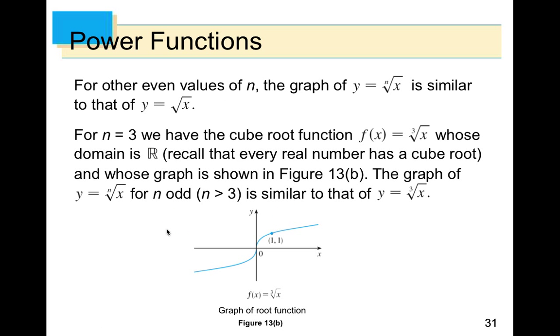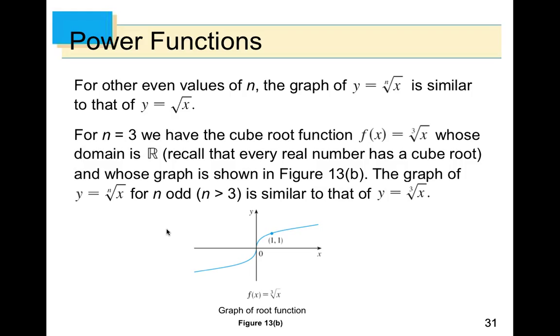For other even values of n, the graph of y equals the nth root of x is similar to that of y equals the square root of x. So very much similar to the first case of power functions that we were talking about. As you increase in even values, the graph of the function is going to be very similar. It's going to flatten out the curve between 0 and 1 again, but this time it would be the y values between 0 and 1 on the y-axis that start to flatten out.